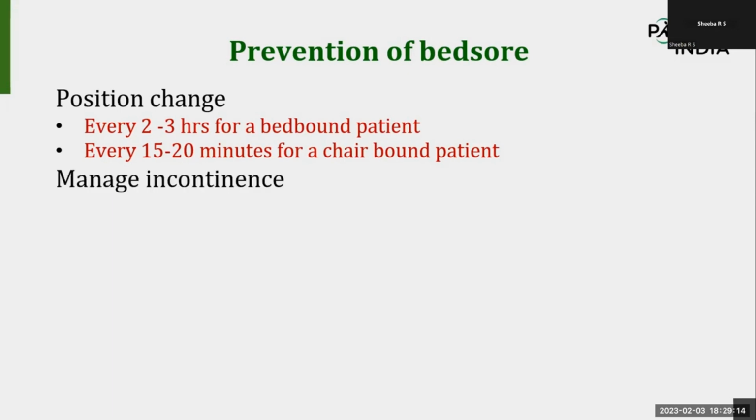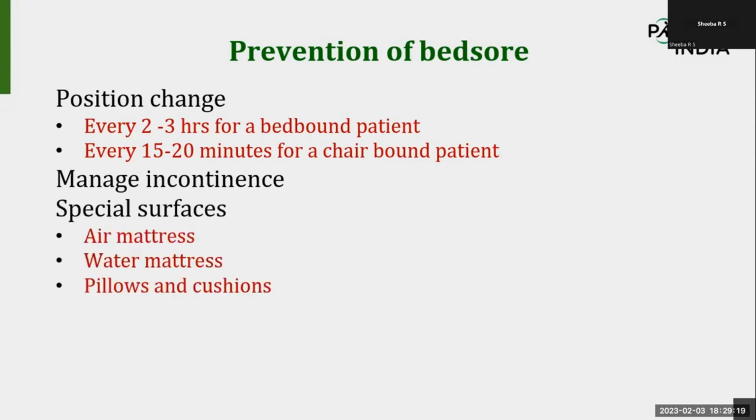And manage incontinence. Another major cause of pressure ulcer is moisture. So if there is incontinence, you have to think about catheterization. If the patient is willing to put a catheter, you can put a catheter. Otherwise, if they are not willing, we can't do anything. Then you can tell them alternate options like diaper. If they cannot afford it, they can use their own clothes. But if the linen is wet, they have to change the linen as soon as possible.